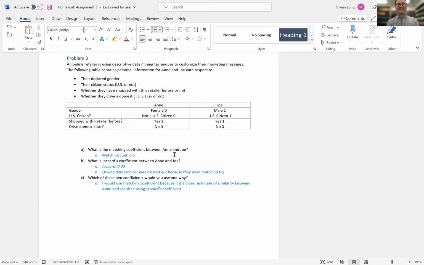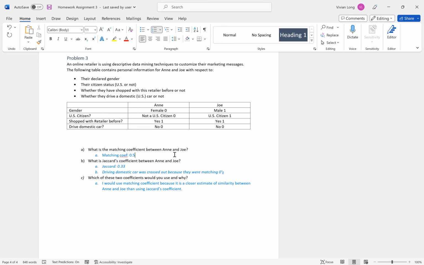Yes, thank you. So here we are saying that if we code the yes and no's differently, we could have, for the third question, shopped with retailer before, yes as zeros. And in the fourth question, drive domestic car, no as 1. So make sure we have consistent assignment of scores to yes and no.